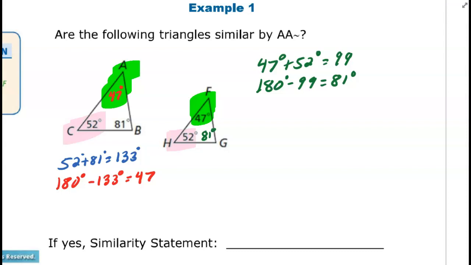So now we're going to write the similarity statement. If I say triangle ABC is similar to triangle, now A matches up with F, B matches up with G, and C matches up with H. So we always want to put the letters in the correct order. So triangle ABC is similar to triangle FGH.